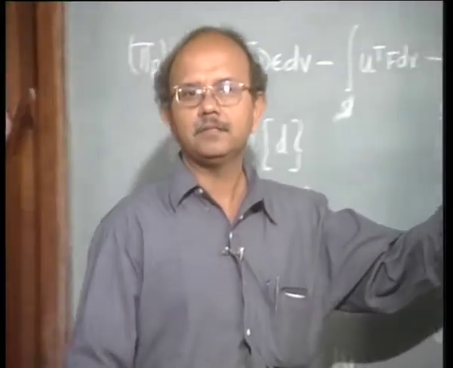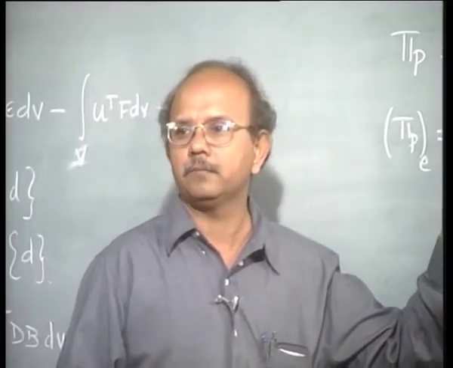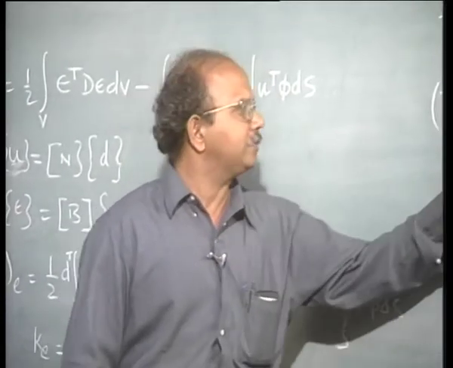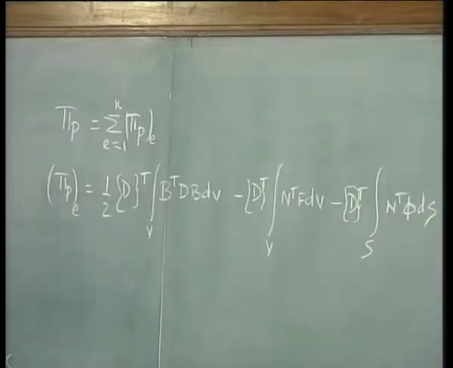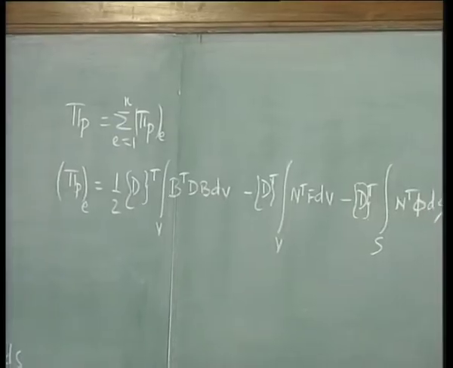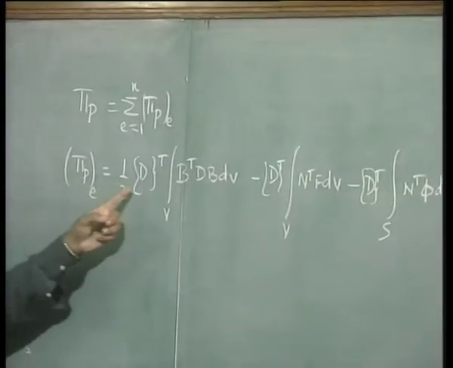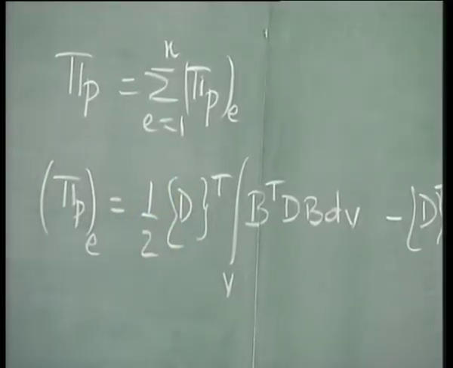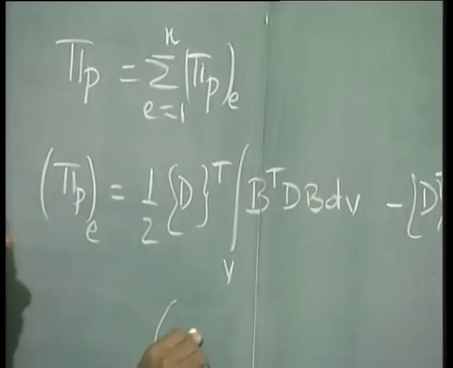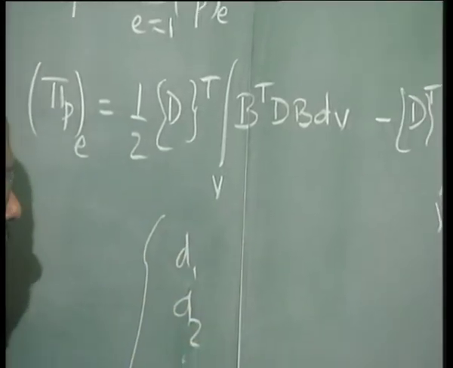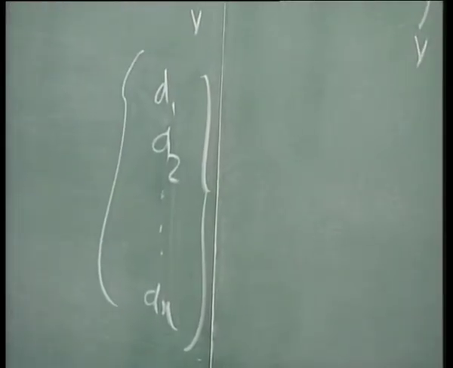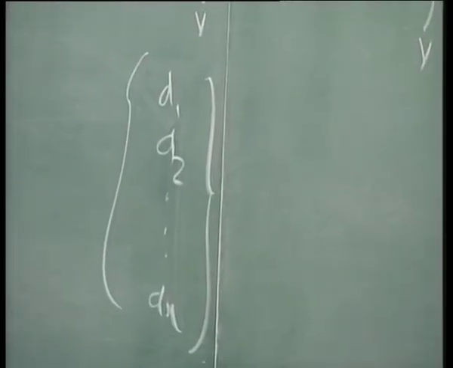I would just say that again. I think after the class some people asked me. So just look at this. The confusion is, what is the difference between this d and this d? Please note that this d is a vector. It consists of all the displacements, that is d1, d2 up to dn, where n is the number of degrees of freedom of the body.